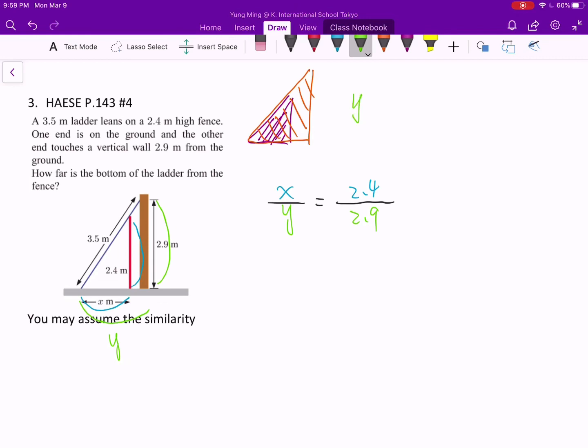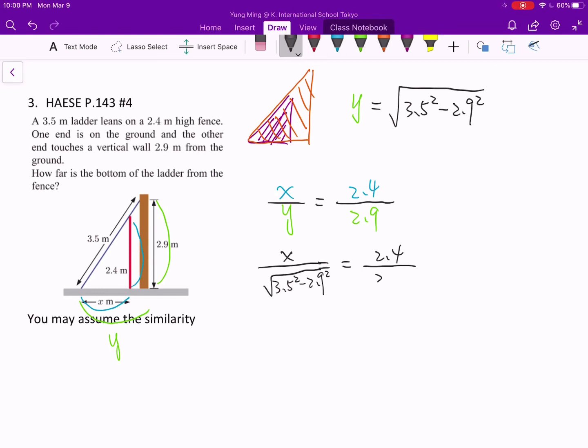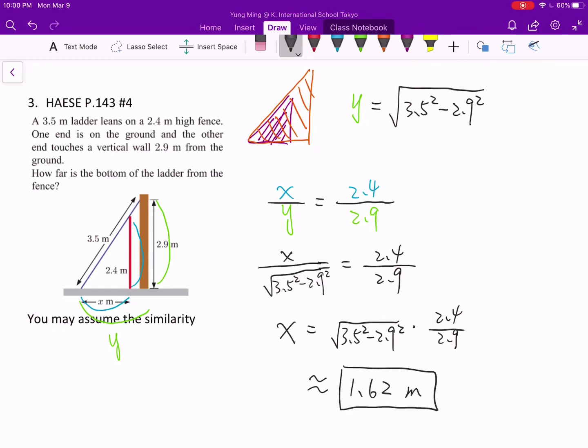Now, the first thing is we can actually solve for y. Our y is actually equal to, according to the Pythagoras theorem, the square root of 3.5 squared minus 2.9 squared. I know we can find out the value just by plugging into a calculator, but just to be safe, we carry everything until the end. So we have x over the square root of 3.5 squared minus 2.9 squared, and that is equal to 2.4 over 2.9. X is equal to the square root of 3.5 squared minus 2.9 squared multiplied by 2.4 over 2.9. If you punch everything into a calculator, the answer is around 1.62 meters. And that's it for this question.